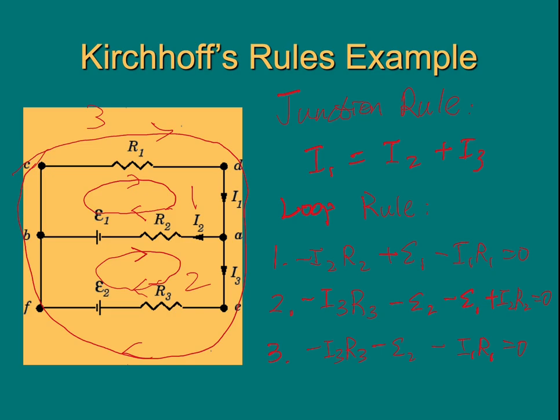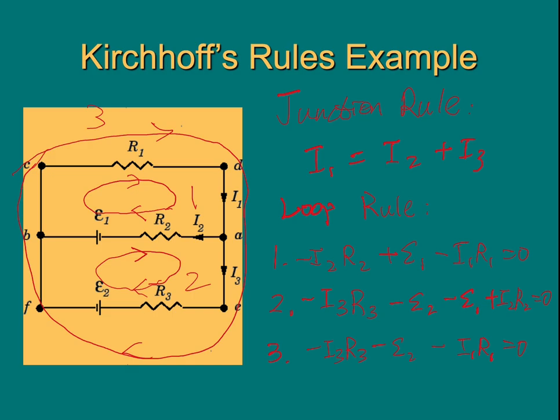Now I'm at location B. Following loop 1, I'm going to point C. Nothing happened. I then go from point C to point D. The loop direction goes from C to D. The current going through R1 is I1. I1 is pointing in the same direction as loop. So I'm going to have a potential drop for R1 as well, which gives minus I1 R1. So now from D, I go back to A, which completes my loop 1. So I have an equation for loop 1.